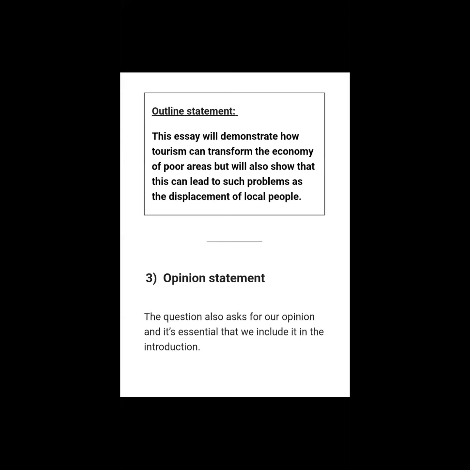So the outline statement will be like, this essay will demonstrate how tourism can transform the economy of poor areas, but we also show that this can lead to such problems as the displacement of local people. Now, this is what you're going to write about, and it's very important that you state it in your introduction. It gives the reader an idea of what the essay is all about.